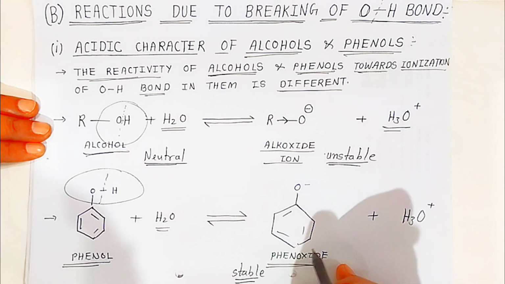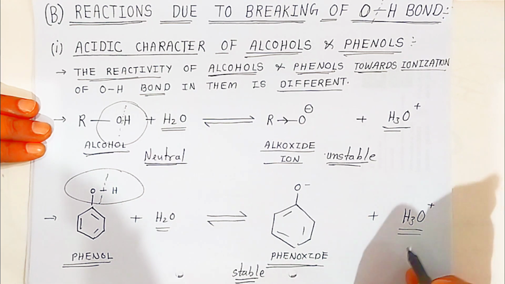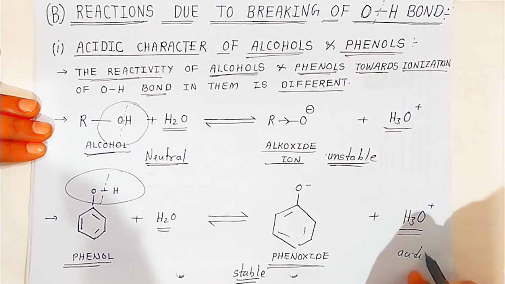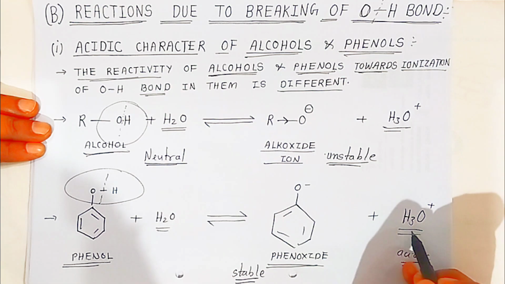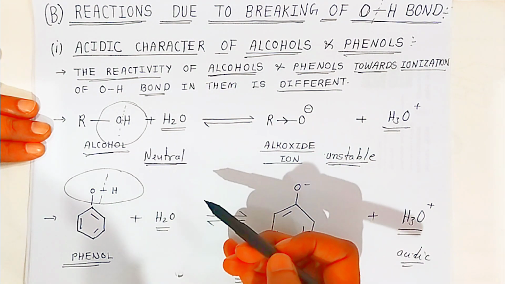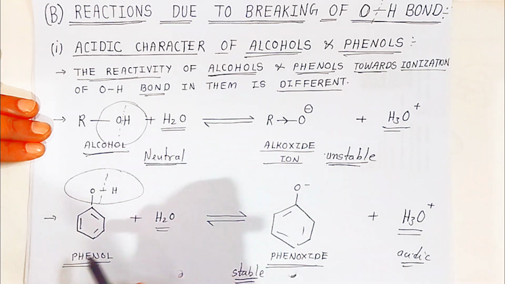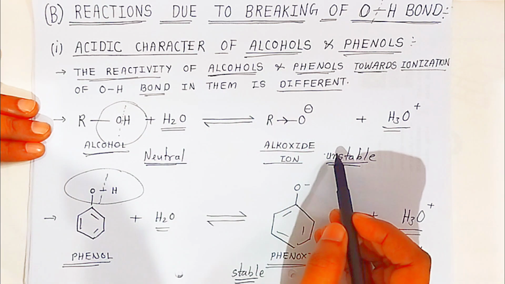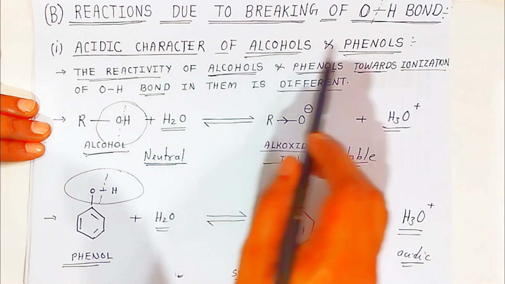This phenoxide ion is stable, and because of this you are getting hydronium ions, which are acidic in nature. So you are getting more hydronium ions. Because of this, all phenols are acidic in nature. This way, students, you can explain the acidic and neutral character, that is, phenol is acidic in nature and alcohols are neutral in nature.